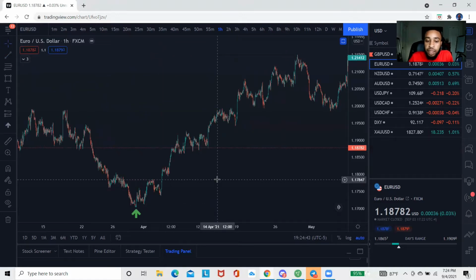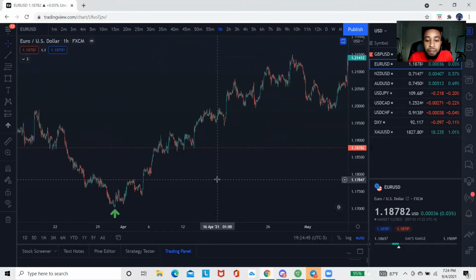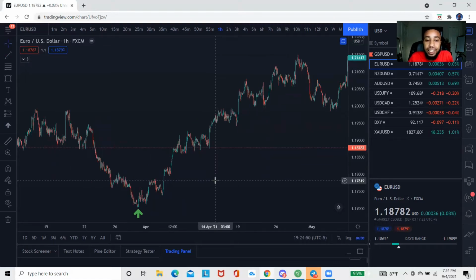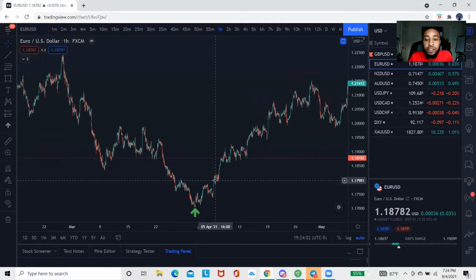and it hasn't come back since. Now, whenever you recognize a support and a resistance, you want to know, how am I going to utilize this information? How am I going to utilize this information?